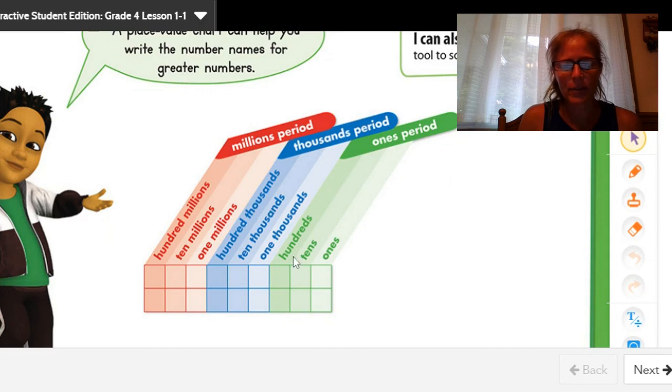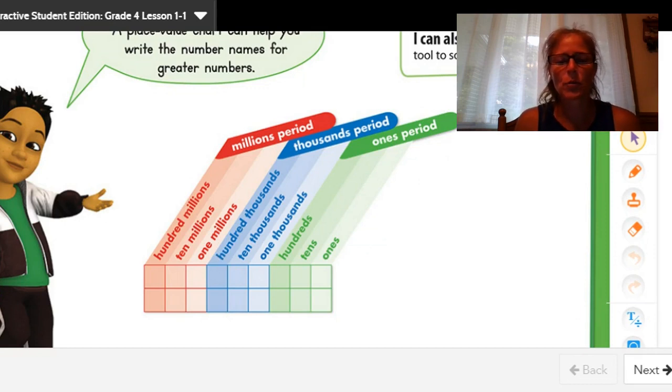You can see there's a pattern. Ones, tens, hundreds, ones, tens, hundreds, ones, tens, hundreds. The only thing that's changing is the period. This is ones period, thousands period, millions period. So when you're writing large numbers, you're going to be using a comma to separate the periods, okay? And that's when you usually will hear a word being said.